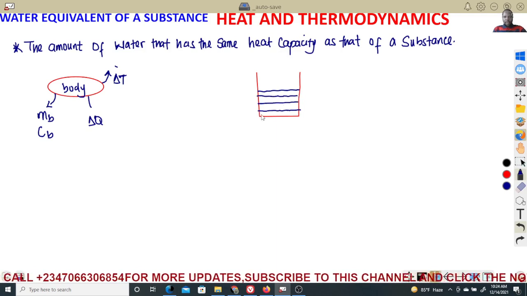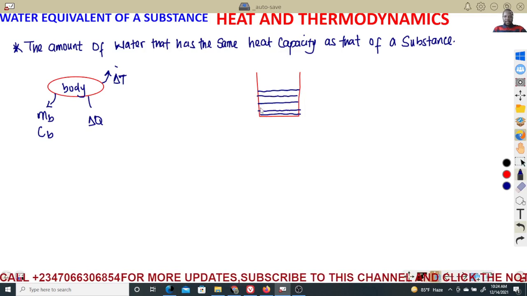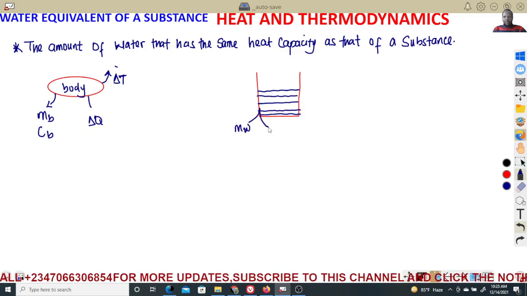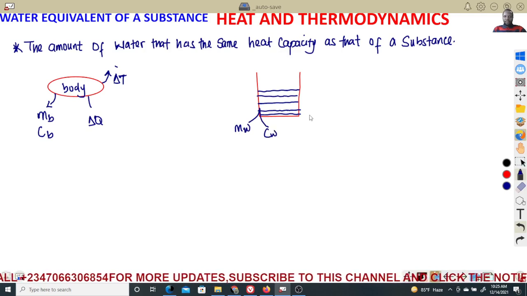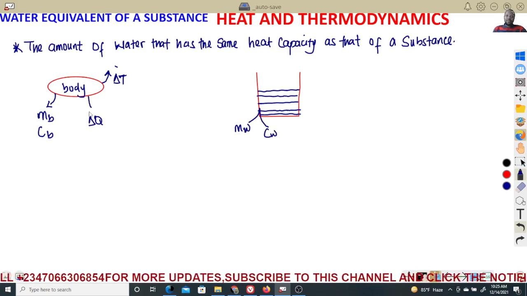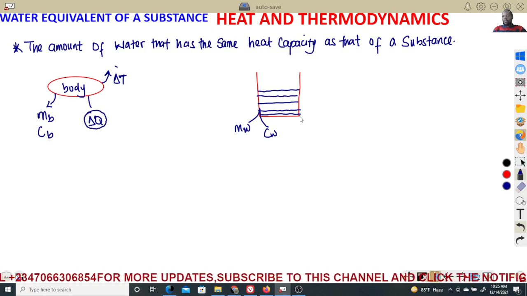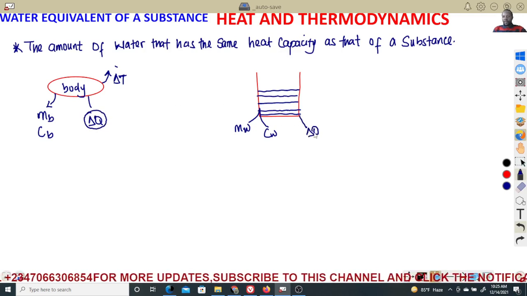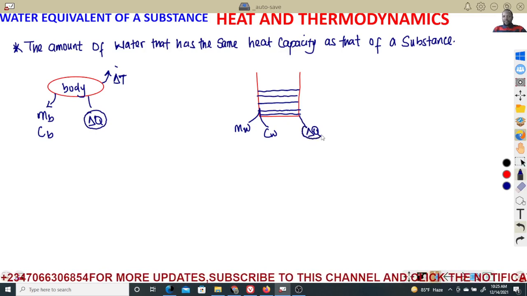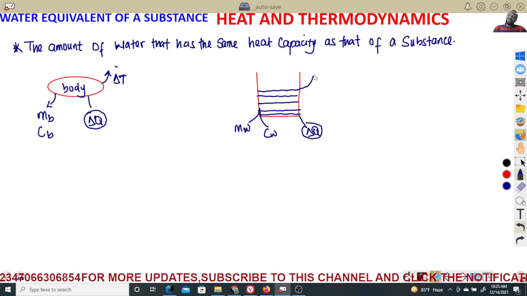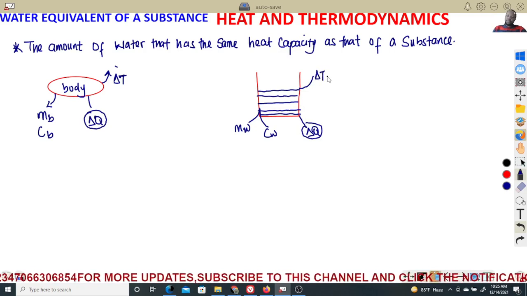So, and the same thing, let's say the mass of water is MW, and the specific heat capacity of water is CW. Then the same quantity of heat that was supplied to the body was also supplied to the water. Are you there? This quantity of heat also raises the temperature of the water by delta T.